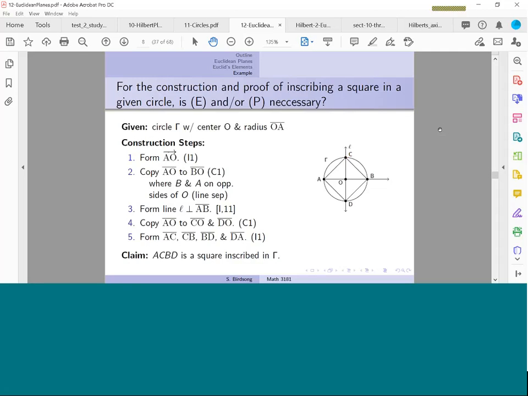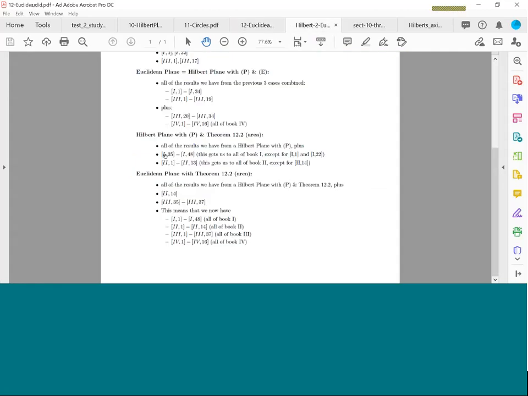Now, in all the steps that we did, what do you guys think? Did we use either the circle axiom or the parallel line axiom? We did not at all. And one of the ways to check that is on that chart right here. If we'd used something like, oh, I don't know, 3.20, so book 3, proposition 20 right here, this would tell us that we would need to be in a Hilbert plane with both P and E holding.